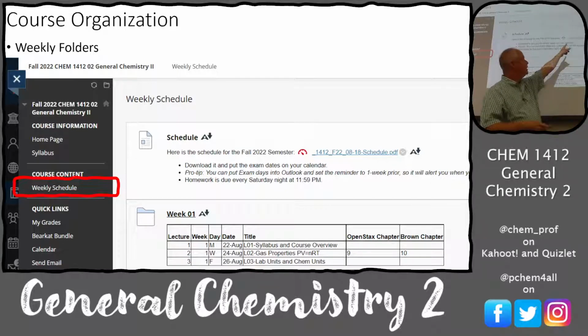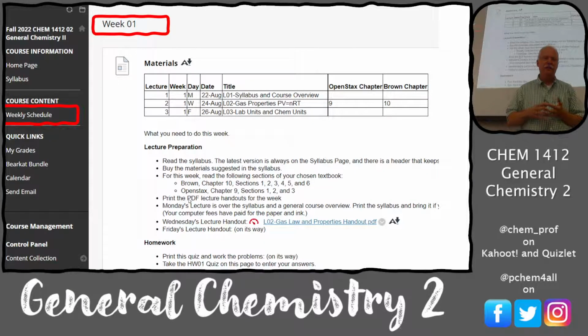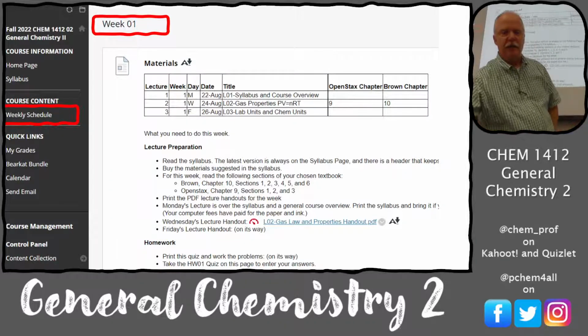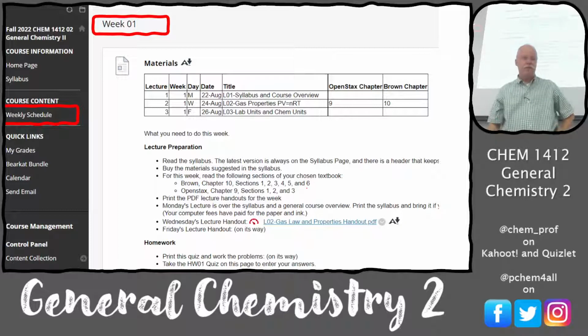You can download the full schedule here, and then I have pieces of it broken apart in each week's folder. If you click on this week 1, that's where we are now. This is what you see inside. Today's lecture is lecture 1, syllabus and course overview, and then on Wednesday we start talking about gas properties and the ideal gas law. This is everything you need to download or print, and here are your readings. For this week, read the following sections of your chosen textbook. I've got the chapter and sections for Brown and the chapter and sections for OpenStax.